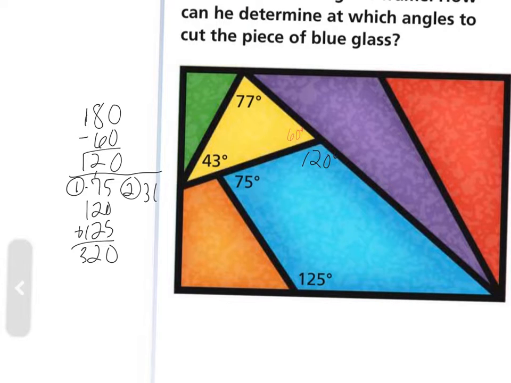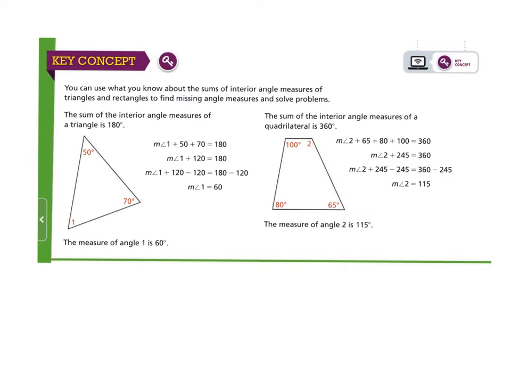So 360 total minus the 320 we've got used up would leave us with 40 degrees. So 40 degrees would be our other missing angle here. If you look at the key concept, just recapping what we've talked about here, in a triangle, the angles add up to 180 degrees. In a quadrilateral, the angles add up to 360 degrees.